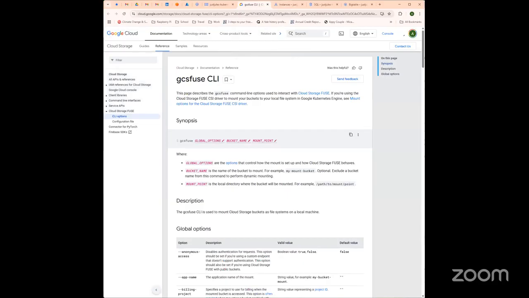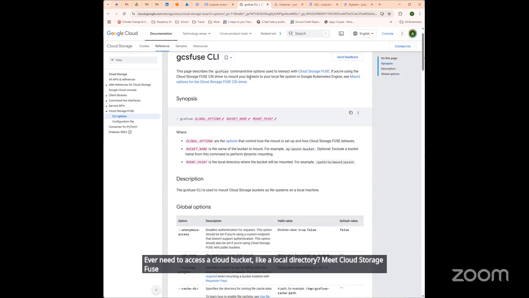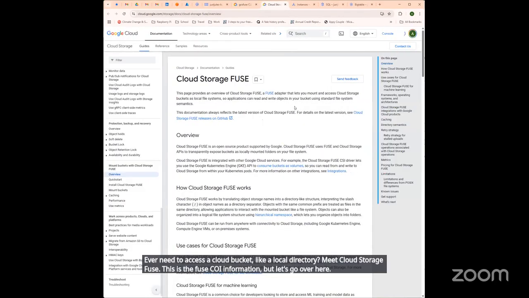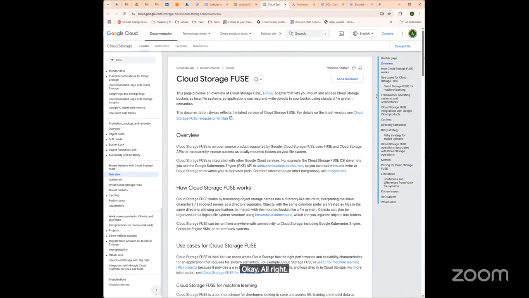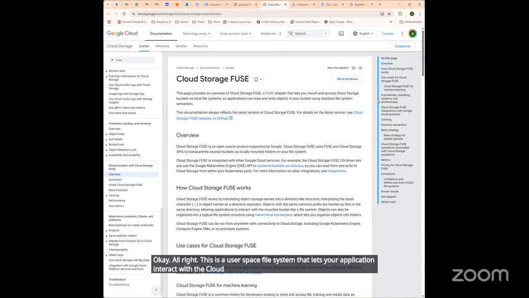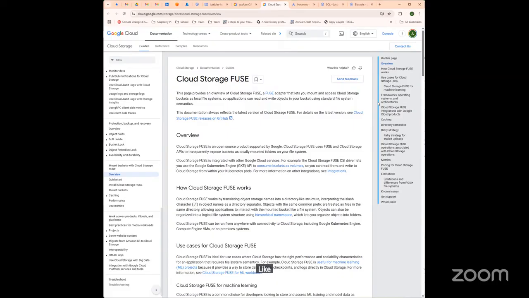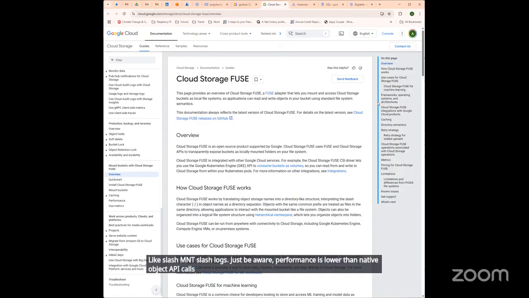All right. So cloud storage Fuse, you can mount this like a drive. Ever need to access a cloud bucket like a local directory? Meet cloud storage Fuse. Okay, this is the Fuse CLI information. This is a user space file system that lets your application interact with the cloud storage bucket as if it were a traditional file system. It's great for legacy apps or workloads specifying POSIX compliant path, like /mnt/logs. Just be aware, performance is lower than native object API calls, and it's not ideal for high throughput writes.